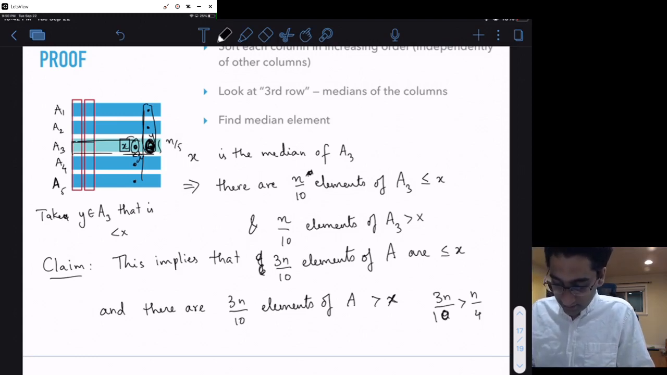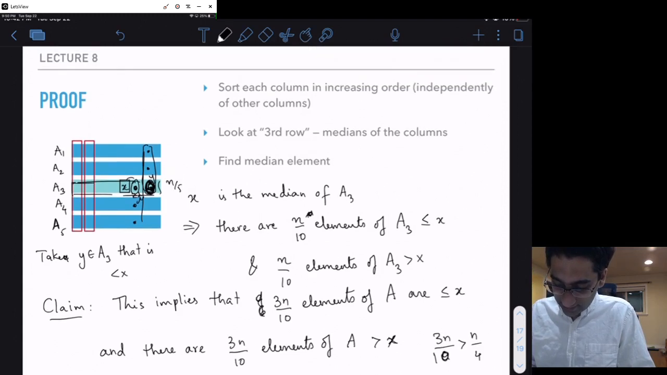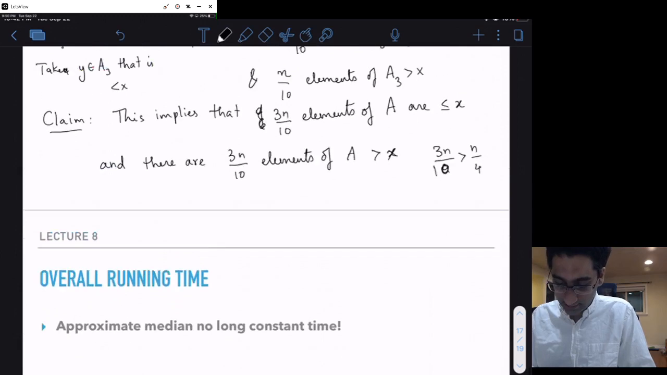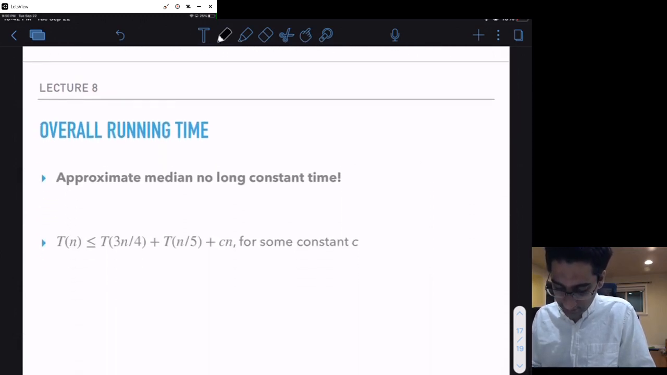So that's what this shows, right? What this shows is that this algorithm ends up finding an approximate median. Okay, so let's now look at the running time of this algorithm. This is the proof of correctness. Let's look at the running time.